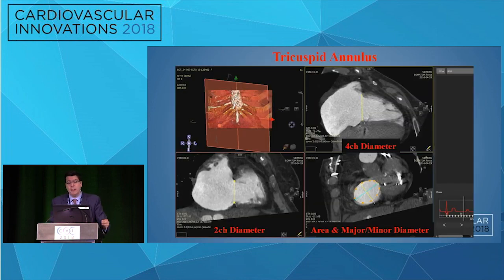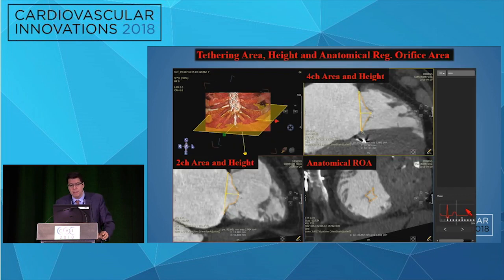Now, what are the other anatomical aspects that also are important? Tricuspid annulus, we do this with multiplanar reformats, 4-chamber, 2-chamber, then we can derive that. Mind you that we're going to be doing this in early mid-diastole, first frame after the valve opens. We can do then the tethering and tenting area.